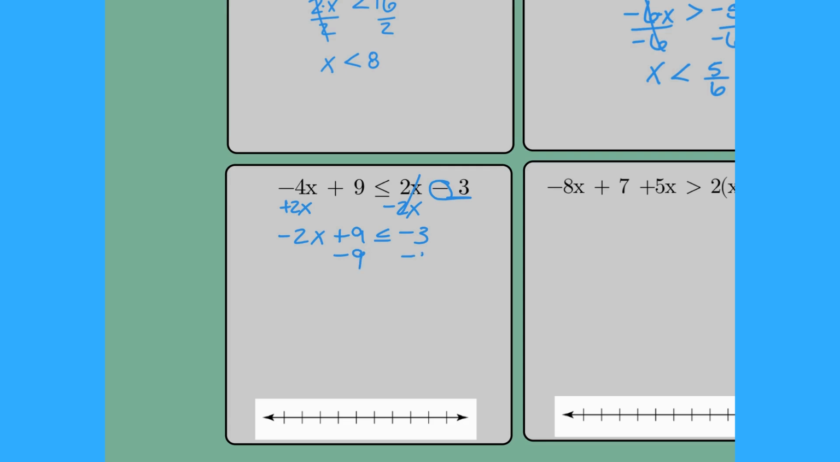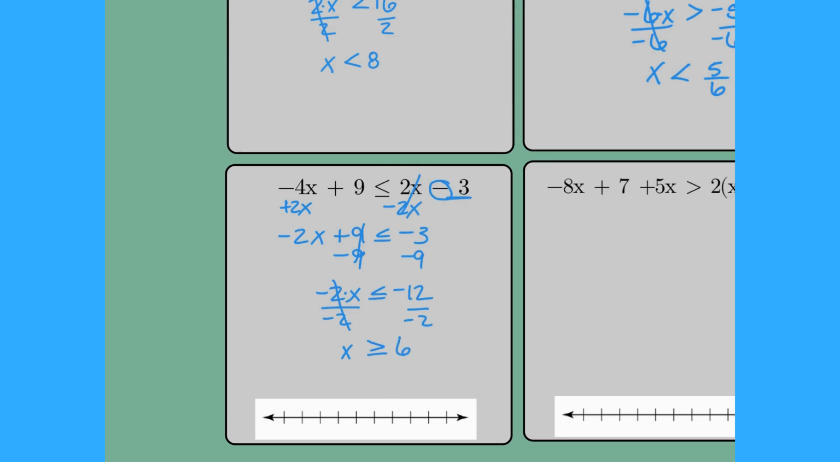Opposite of plus 9 is minus 9. And then negative 3, negative 9 makes negative 12. These are multiplying, so the opposite is to divide by negative 2. And then because we're multiplying or dividing by a negative, that inequality sign flips around. So the less than or equal to becomes greater than or equal to. And then we divide here, we get positive 6.